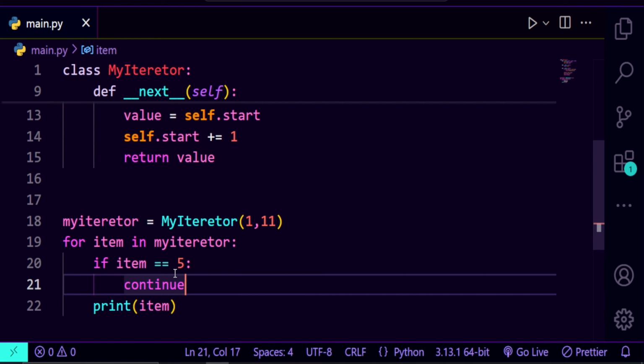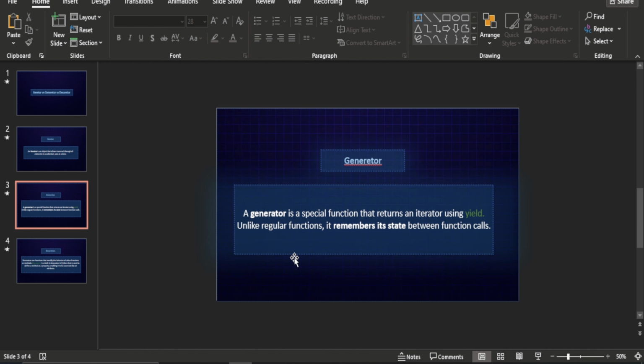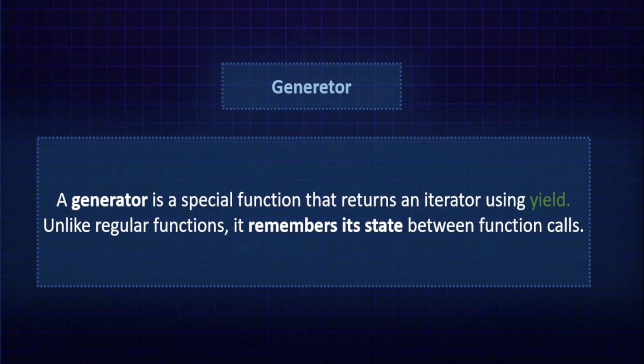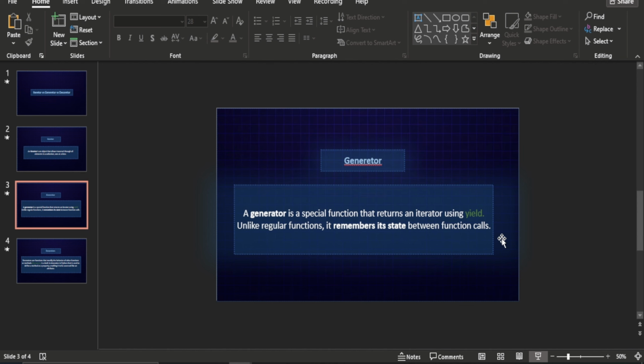What does it mean by generator? A generator is a special function that returns an iterator using yield. Unlike a regular function, it remembers its state between function calls. I'll give you an example of that one as well, so don't worry.